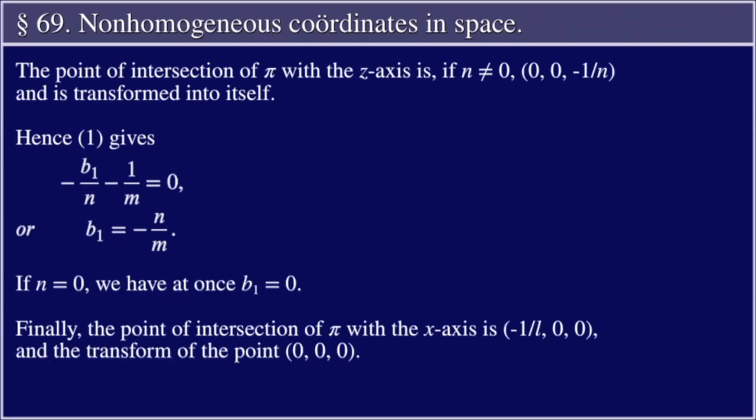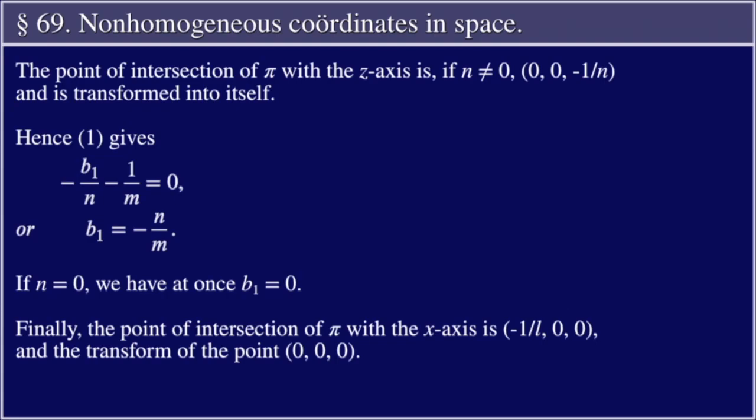The point of intersection of pi with the z-axis is, if n is not equal to 0, 0, 0, -1/n, and is transformed into itself. Hence, 1 gives negative b sub 1 over n minus 1 over m equals 0, or b sub 1 equal to negative n over m. If n is equal to 0, we have at once b sub 1 is equal to 0.